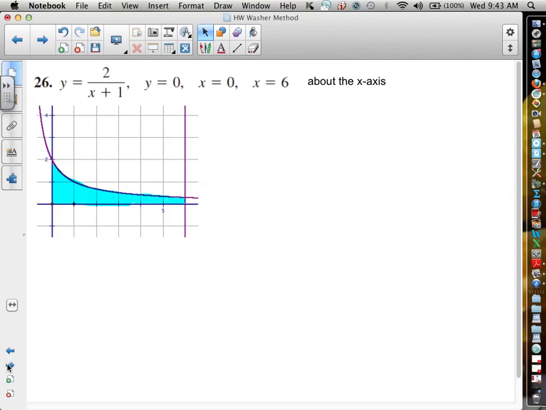26 is almost the same problem. We're going from x equals 0 to x equals 6. Y equals 0 is my x-axis, x equals 0 is the y-axis, my curve 2 over x plus 1, and we're rotating this around the x-axis again. Draw that rectangle perpendicular to the axis of rotation. The rectangle's touching the axis of rotation here. So again, it's a disk method.